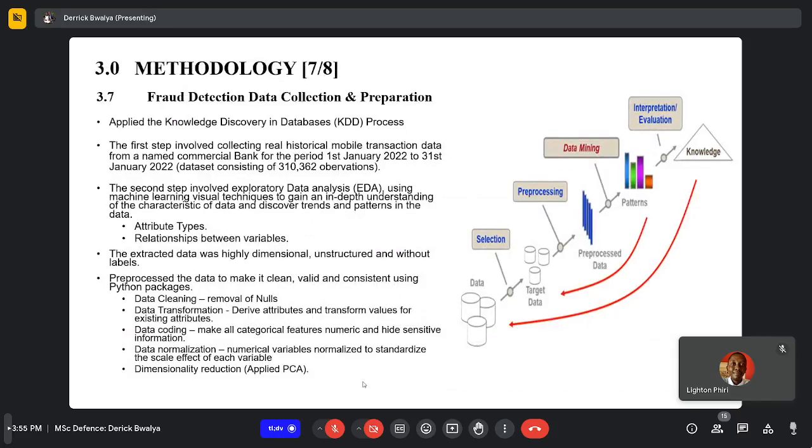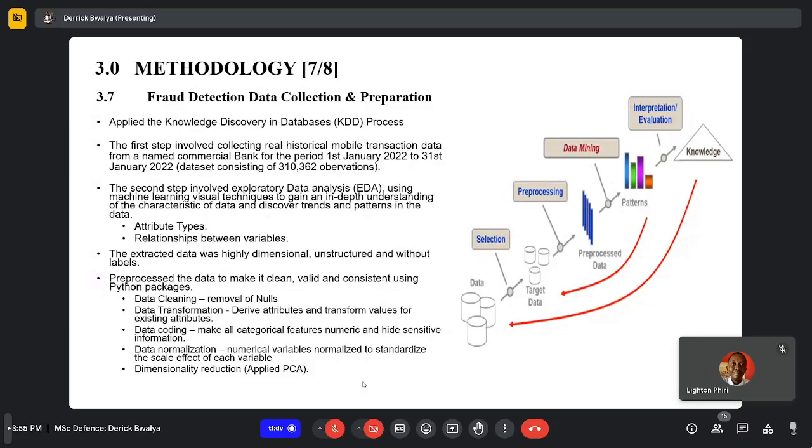For fraud detection data collection and preparation, we applied the knowledge discovery in databases process. The first step was to collect real historical mobile data transactions from a certain bank in Zambia for the period 1st January 2022 to 31st January 2022. The data set consisted of 310,362 observations. The second step, Chair, involved exploratory data analysis using machine learning and visual techniques to gain in-depth understanding of the characteristics of the data, things like the attribute types and the relationship between the variables.